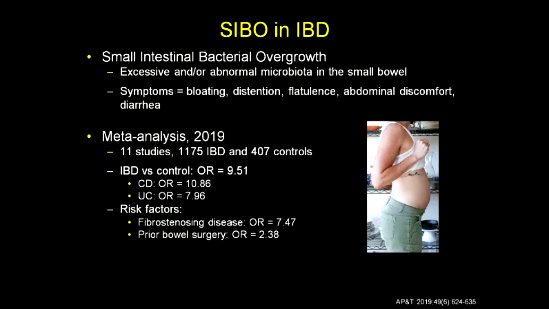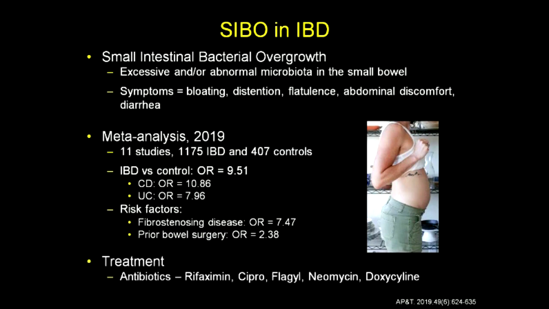But this is a study looking at controls versus IBD, and take home is that there's a significantly higher risk of bacterial overgrowth in IBD patients, and that probably has to do with their previous surgeries. So fibrostenosing disease, strictures, and prior bowel surgery dramatically increase your risk because you're changing the flow of stool through the gut. And we treat this with antibiotics to try to knock down the bacterial levels.